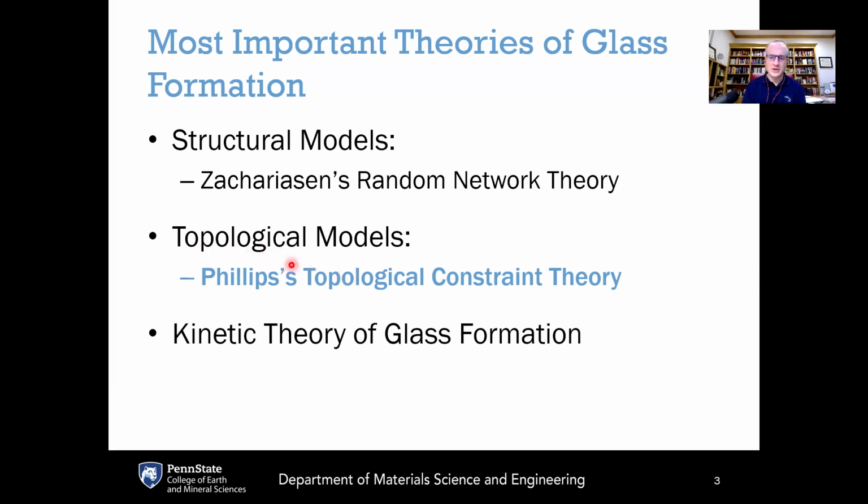So this topology here is referring to how the atoms are connected together. So it's slightly different than structure. Structure is kind of about the positioning of the atoms, and the topology is how the bonds form to create a network of atoms in this disordered glassy state. So we will be covering an introduction to this theory today. And then next time in the next lecture, we are covering the kinetic theory of glass formation, which is the most general theory of glass formation.